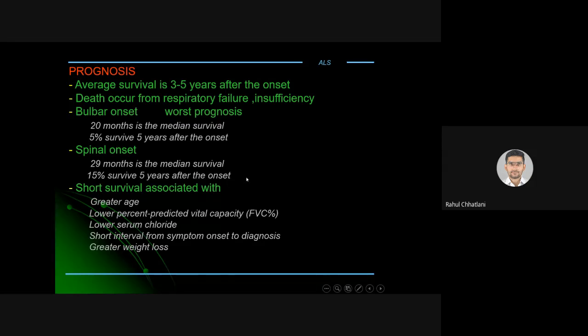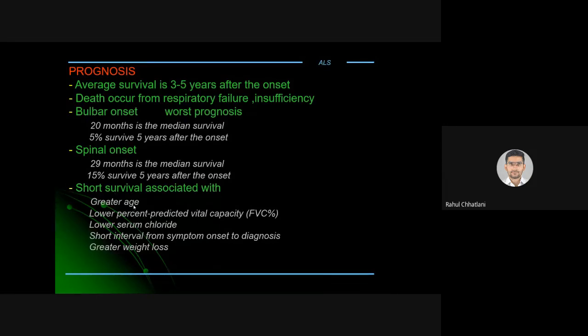And luckily, Stephen Hawking was one of them who survived with a spinal onset more than 7 years. Yes, so he was an exception to the disease. Very few people are able to survive more than 5 years. Short survival is associated with greater age. Yes, as the age increases, chances of getting worse are more.